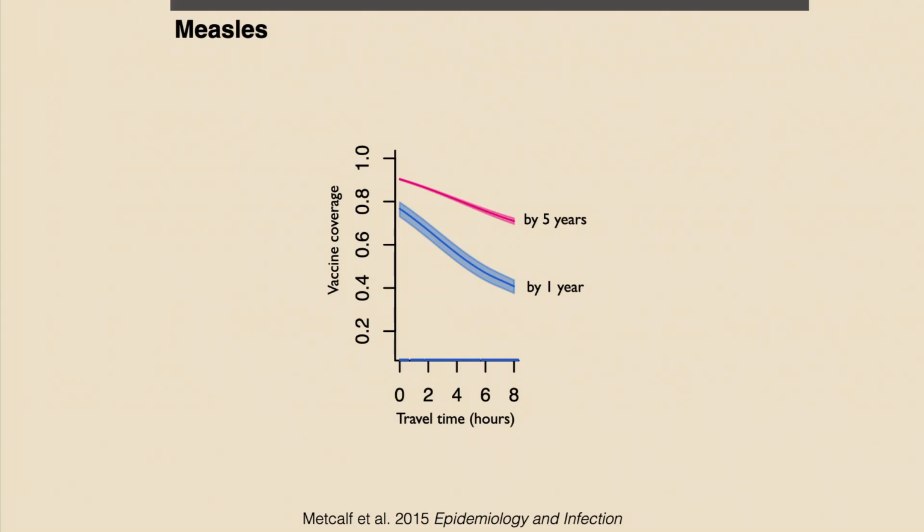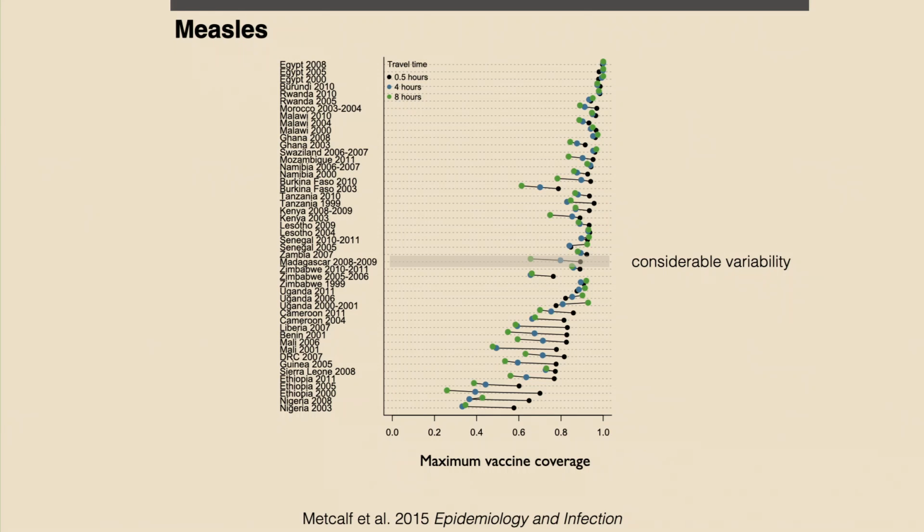And so we looked in particular at vaccination coverage in Madagascar. This is what that looks like by 1 year and by 5 years. And if you narrow in on what the range is between the most remote locations, so in green here, to the least remote locations, you can see that there's vast inequity across the country.